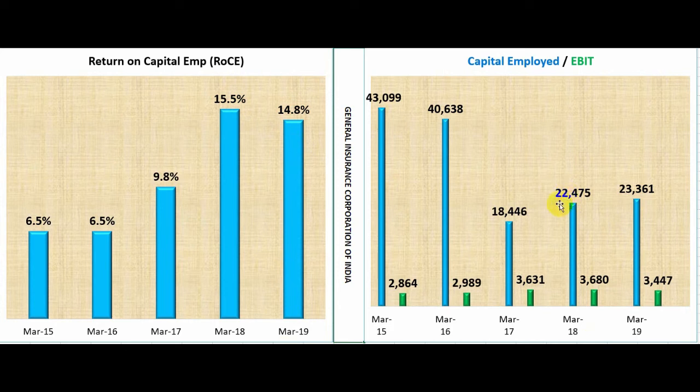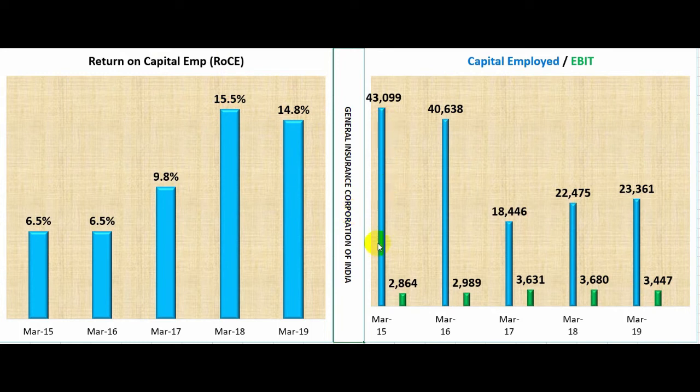In March 18, the total capital employed was around 22,475 crores, on which the company generated an EBIT of 3,680 crores. Even in March 19, if you look at total capital employed, although the capital employed has increased, the profit, or the EBIT, has decreased. That is why the return on capital employed percentage has also dropped from where it was in March 18.